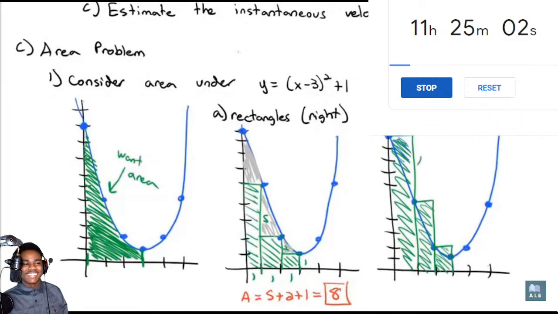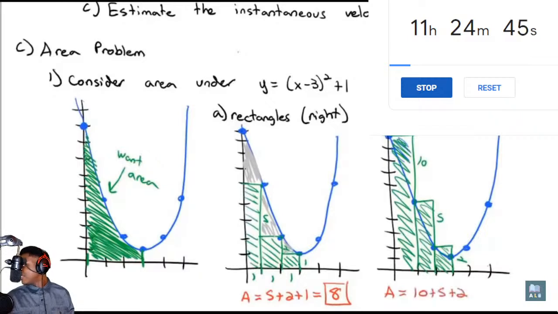We are staring right at a height of 10. The second rectangle has a height of 5. And the third rectangle has a height of 2. So when we add those together, the area that we end up with is going to be 10 plus 5 plus 2. The area comes out to be approximately 17.